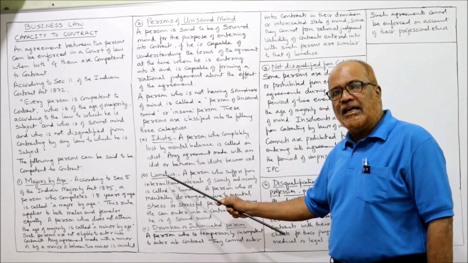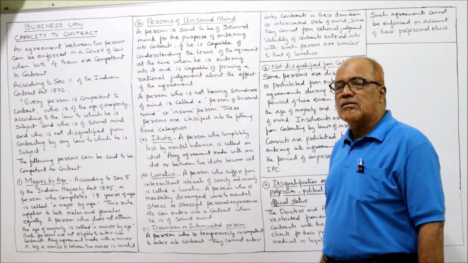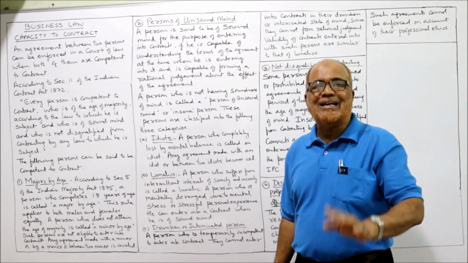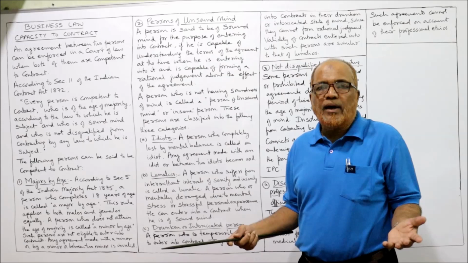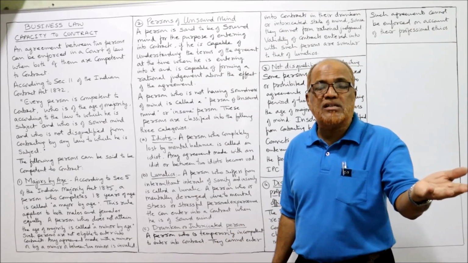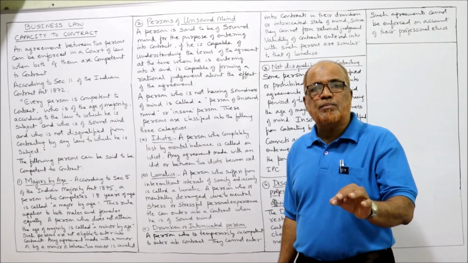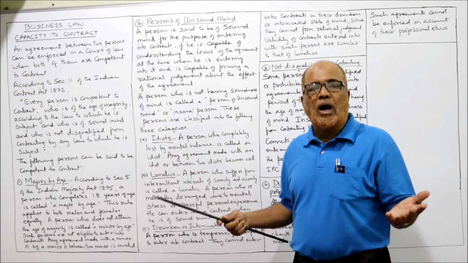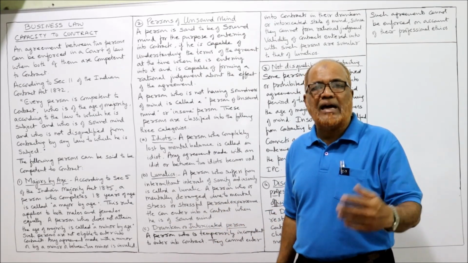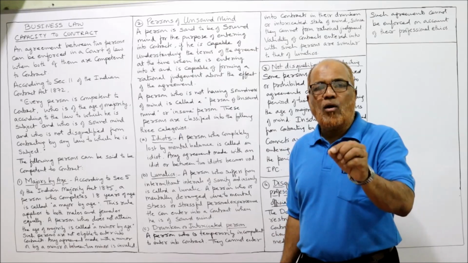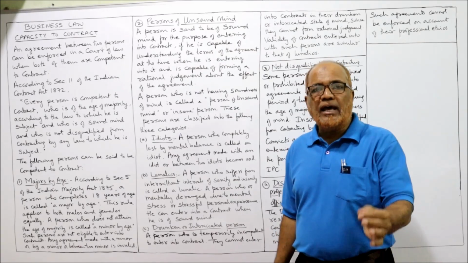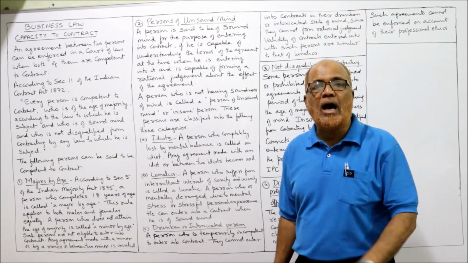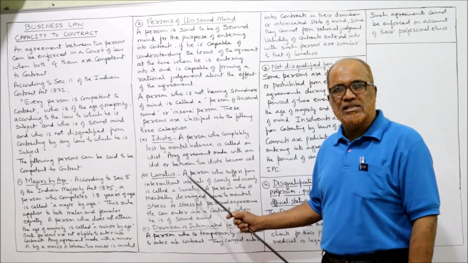Any agreement made with an idiot or between two idiots becomes void, because he is completely devoid of understanding. That means no agreement can be made with a person who cannot understand it. So these idiots are those persons who have completely lost their mental balance. He cannot understand the terms of the agreement. So any contract made with an idiot or between two idiots will be completely void, unenforceable, invalid. That is the first one.